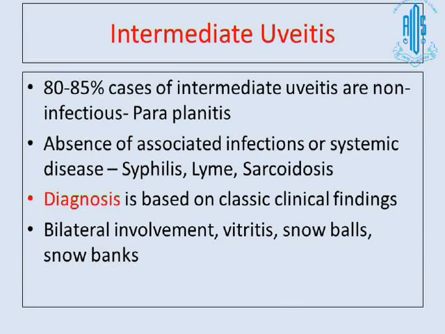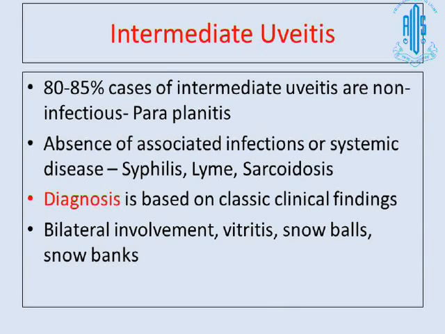So next comes the intermediate uveitis. This was one of the commonest causes of non-infectious uveitis. We used to call it by a variety called pars planitis. 80 to 85% of cases are non-infectious. But nowadays we are associating it with infections. Some cases are of syphilis or sarcoidosis in our population. Tuberculosis can also cause these intermediate uveitis.